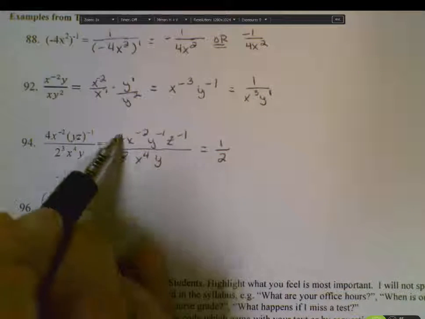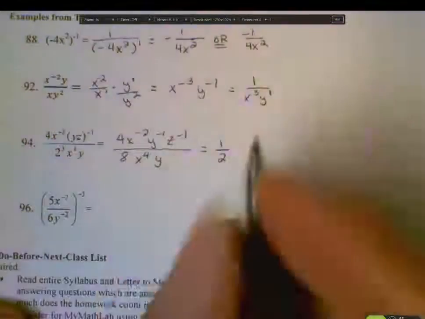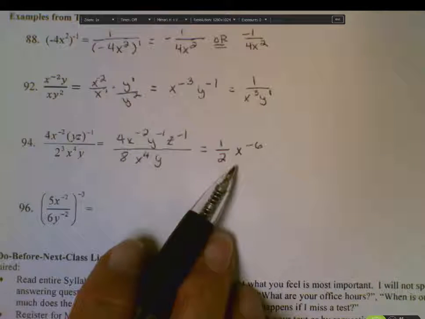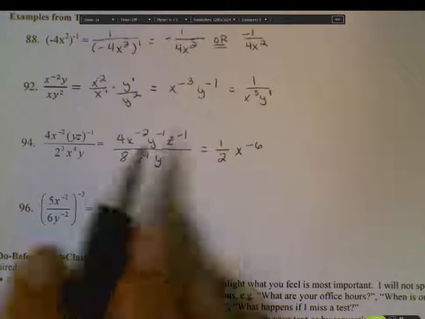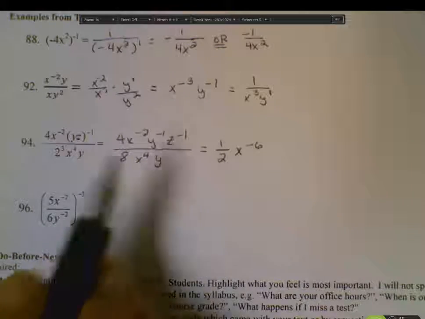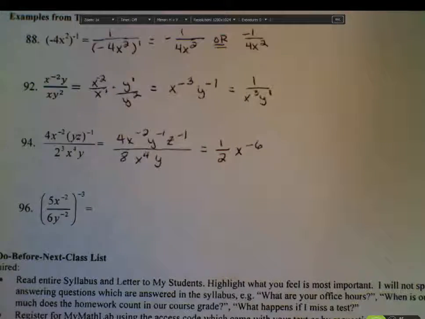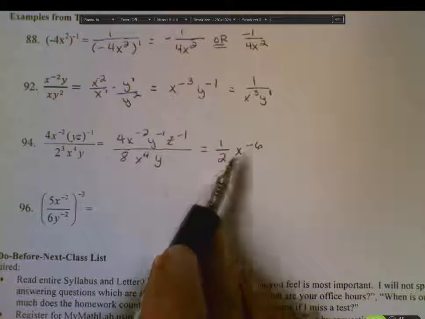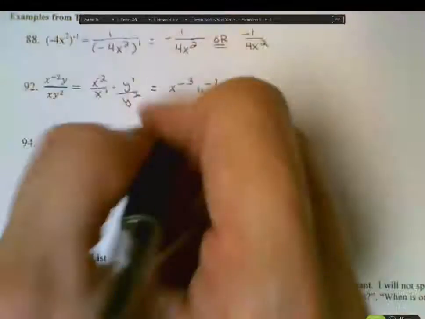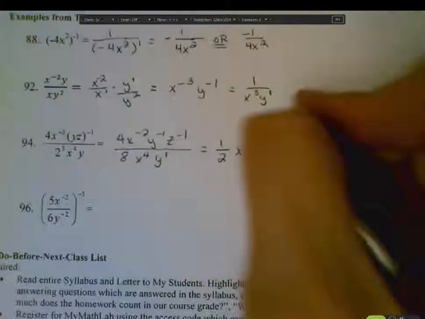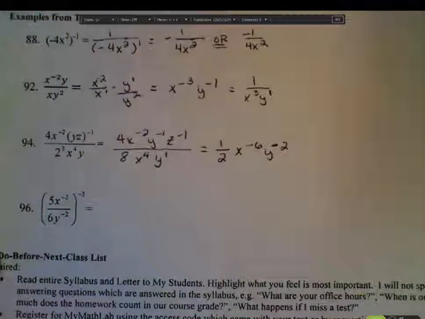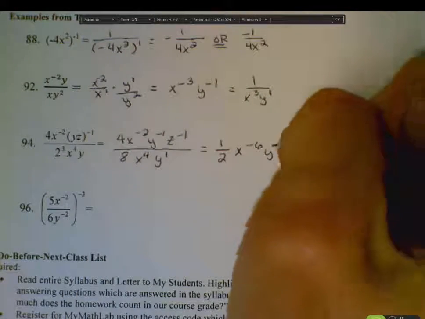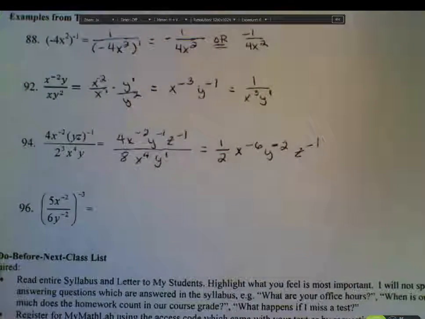If I use the quotient rule on the x's, negative 2 minus 4 is negative 6. Notice I'm not worried about whether the x ends up in the numerator or denominator yet. I'm just writing down x to the negative 6, and I'll figure out where to put the x in my next step. Because it has a negative exponent, it's going to end up in the denominator, but I don't have to worry about that yet. For the y's, negative 1 minus that 1 in the denominator is negative 2. And I don't have anything to divide into that z to the negative 1, so I'm just going to keep up with it.